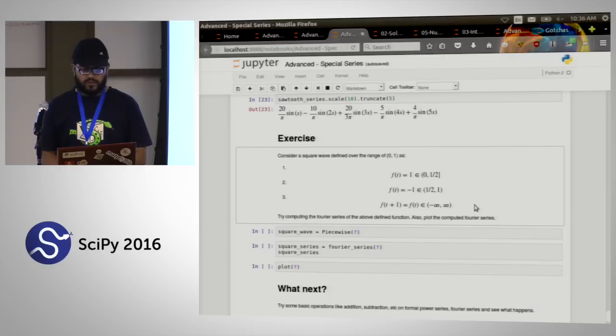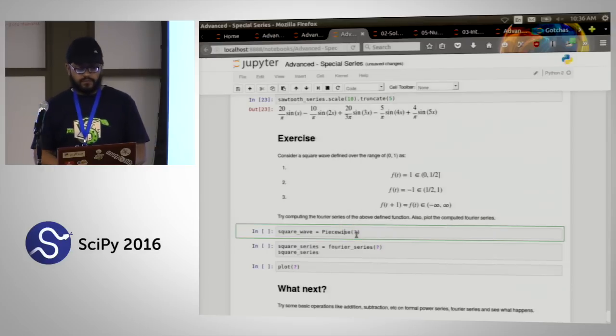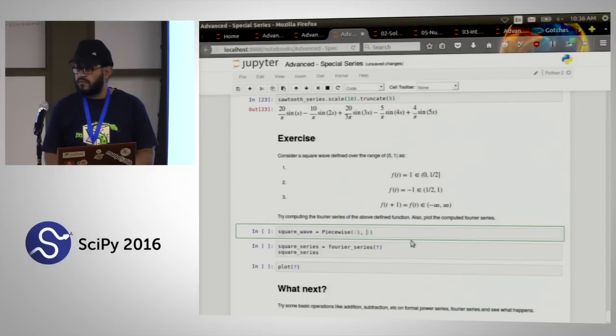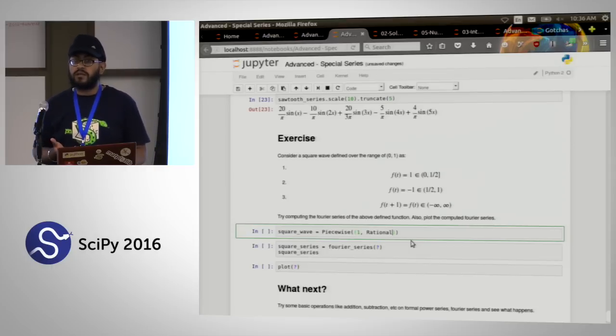Just a small exercise now. Here's the definition of a square wave. Can you all try to compute the Fourier series of this? You will need to use the piecewise function to define this. So sometimes functions behave differently in different intervals. For that, we can use piecewise.